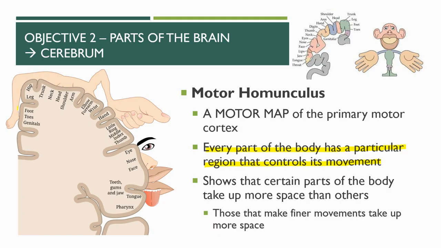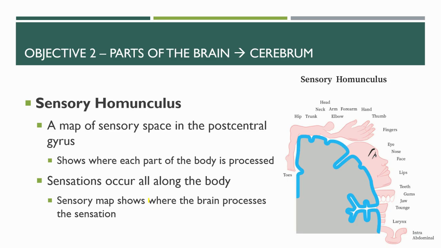Now, you can see that some body parts appear to be larger than others. What that means is there's going to be more space taken up to control those. And the finer the movements, the more space they take up. So like your fine motor movements, like when you pick up small objects, you can see that the hand is very large. Your senses here are pretty large. And so the homunculus is just a map that shows where and how much control there is in the different portions of that part of the brain.